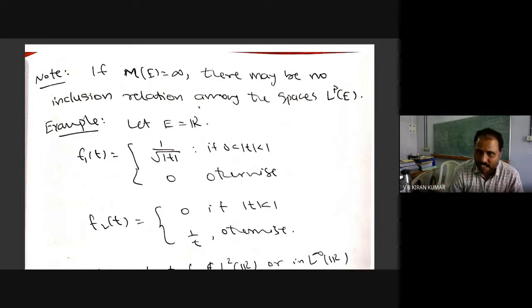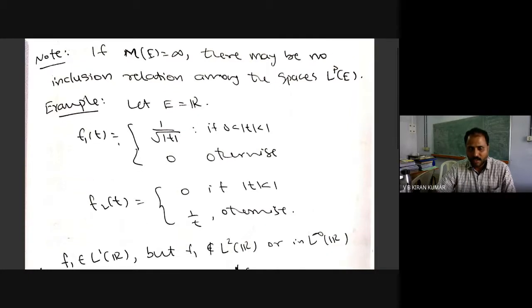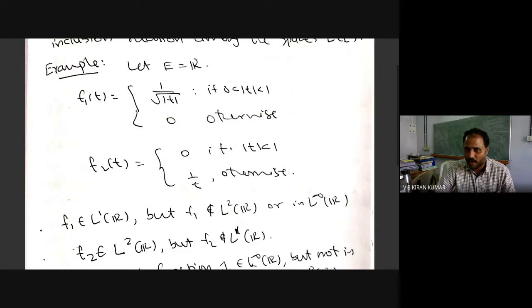When the measure of E is infinity, you don't have any inclusion. There may be no inclusion. For example, you take E equal to R. You consider f1(t) to be 1 by square root of mod t when 0 is less than mod t less than 1, and 0 otherwise. And f2(t) is 0 whenever mod t is less than 1, and 1 by t otherwise.